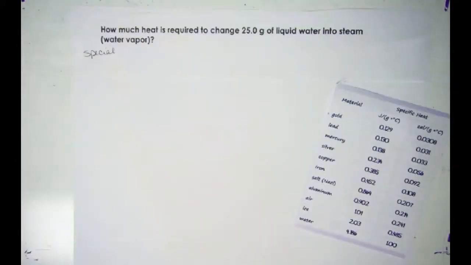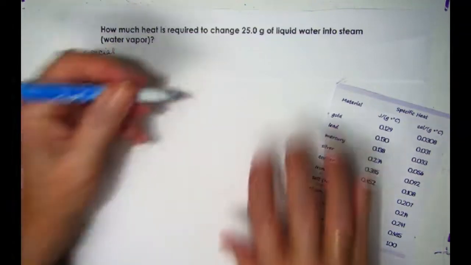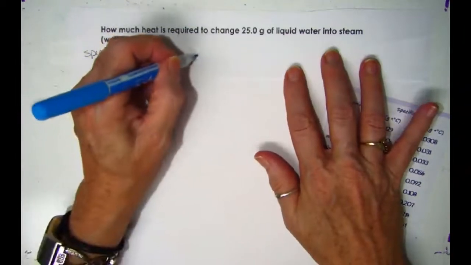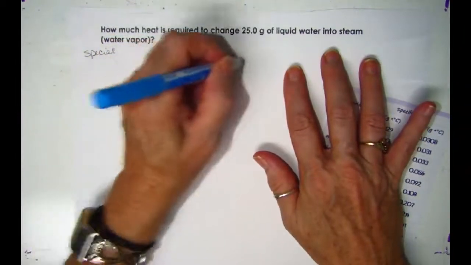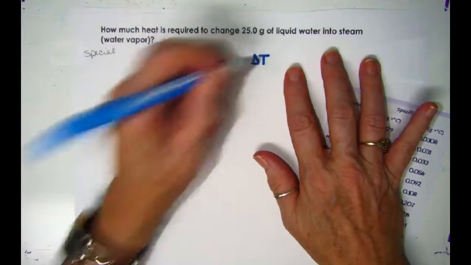Okay, so this last question is a question that I don't think we're going to ask you to do this year, but I can't not share it with you. All right? So in this particular question, it says how much heat is required to change 25 grams of liquid water into steam, water vapor. All right? So the idea here, though, guys, is that if you were doing what we've been doing before, I'm just going to put the equation. I'm going to put Q equals MC delta T.